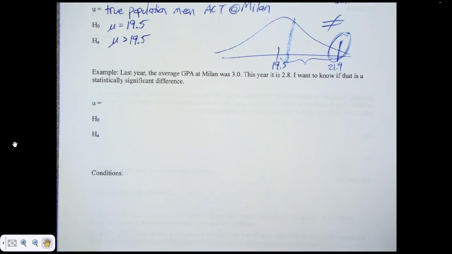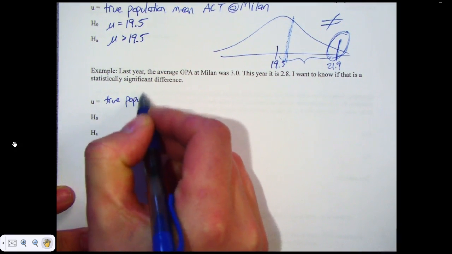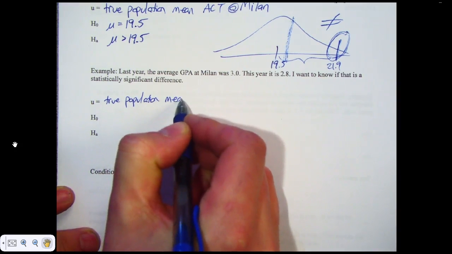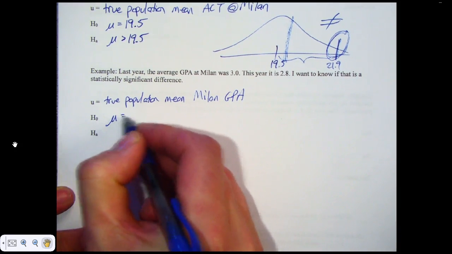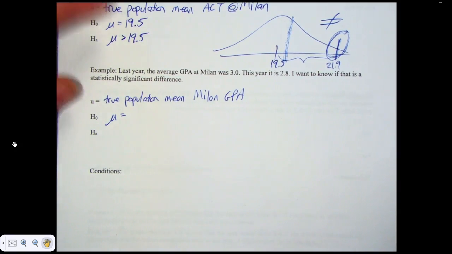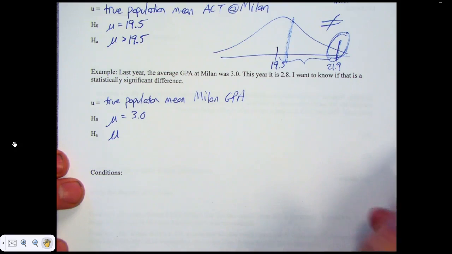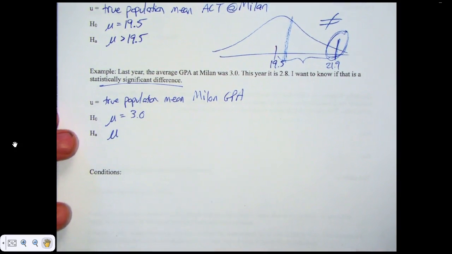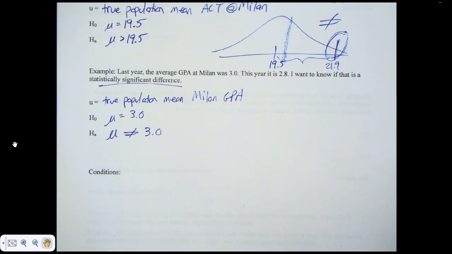All right, so I'd say mu equals the true population mean Milan GPA. H0 always has to be mu equals or p equals. In this case, it'd be mu equals 3. So that's the starting point. We want to see if that changed. And then this one didn't say I want to know if it's bigger, so I'm not going to put greater than. It didn't say I want to know if it's lower, so I'm not going to put less than. It said I want to know if it's different. So when it's different, you put not equal, and now I care about both directions.